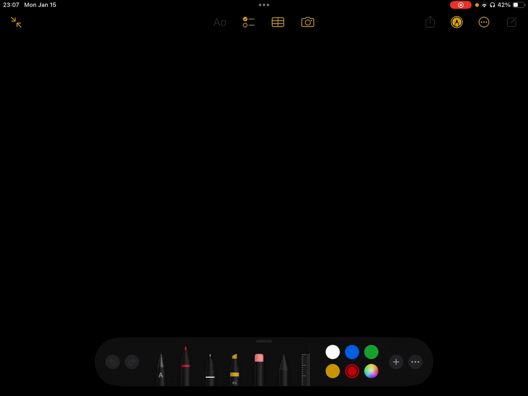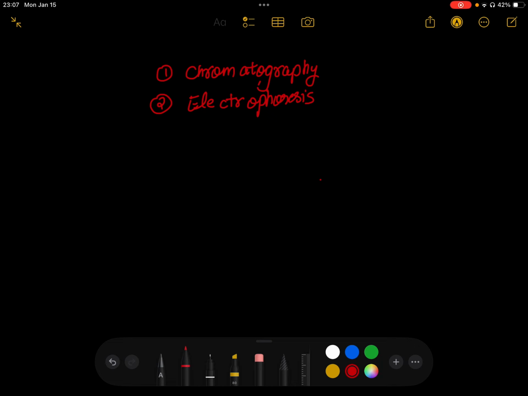So there are three types of biological method. First is chromatography, second is electrophoresis, third is blotting technique. So I will discuss all these methods line by line. First I will discuss what is chromatography.